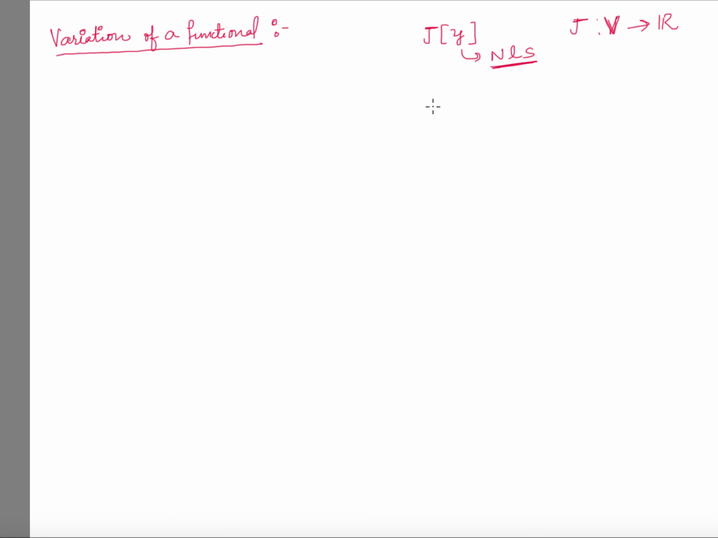What I want to know is, suppose there is an increment in y. I want to look at this variation. This h will again be a function, an increment function. So I want to look at this thing. What is this thing exactly? For that I need certain definitions, so I'll define those first.